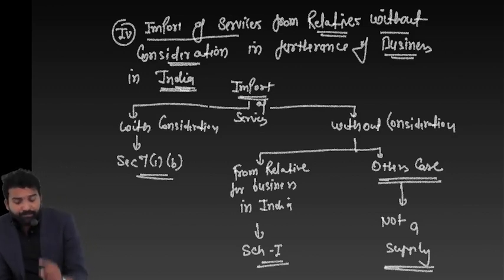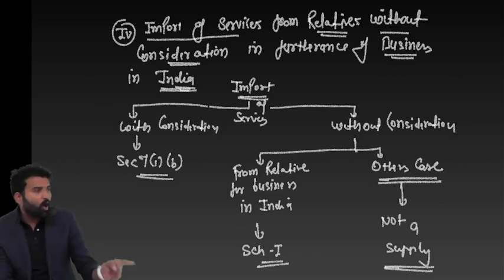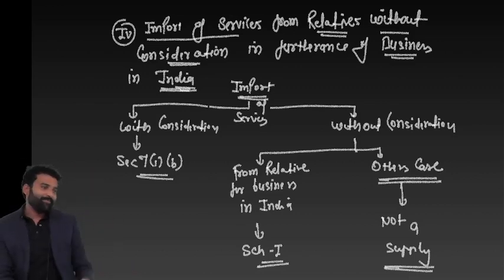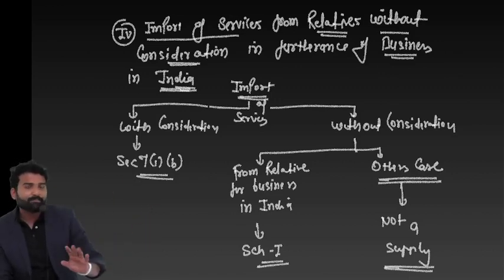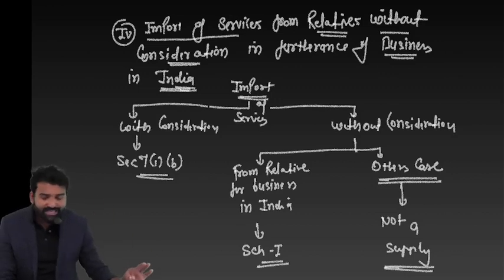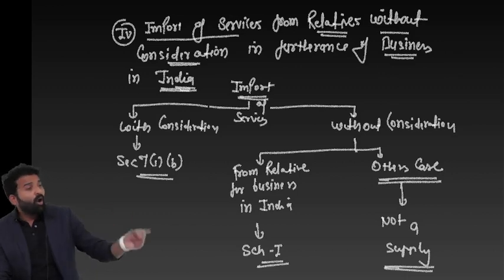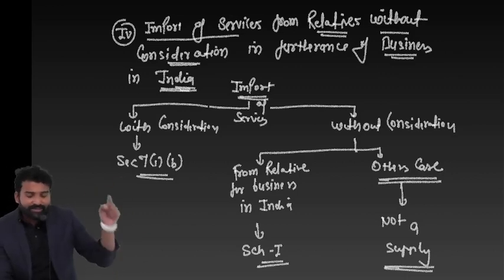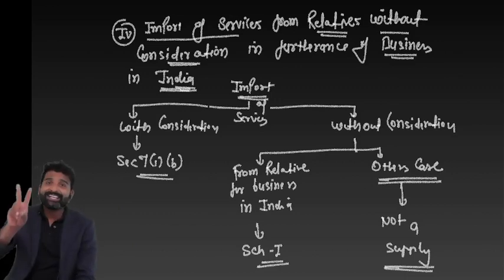Now, if import of service is without consideration, then if it is from a relative for business in India, then it is covered in Schedule 1. If import of service without consideration is not from a relative, not for business in India, then it is not a supply. So the important thing is what is excluded from the definition of supply, what is not a supply: import of service without consideration from a non-relative and for non-business in India. What is included in Schedule 1? Import of service without consideration from a relative for business purpose in India. So basically there are 2 points.